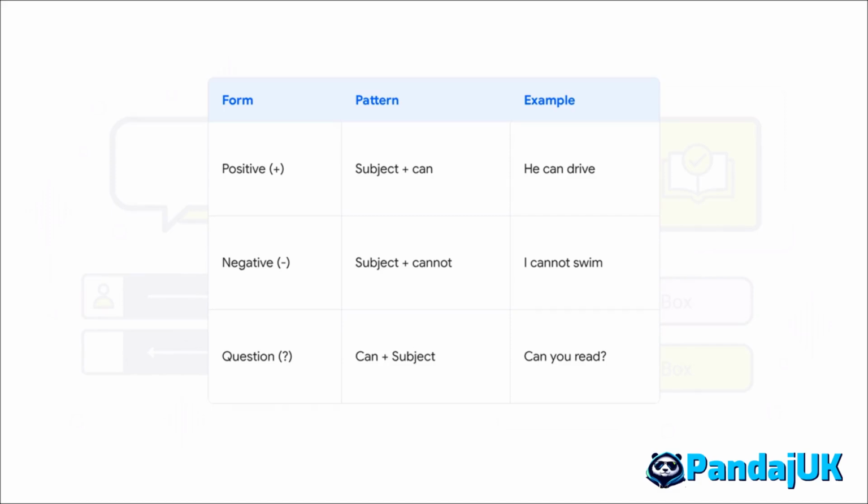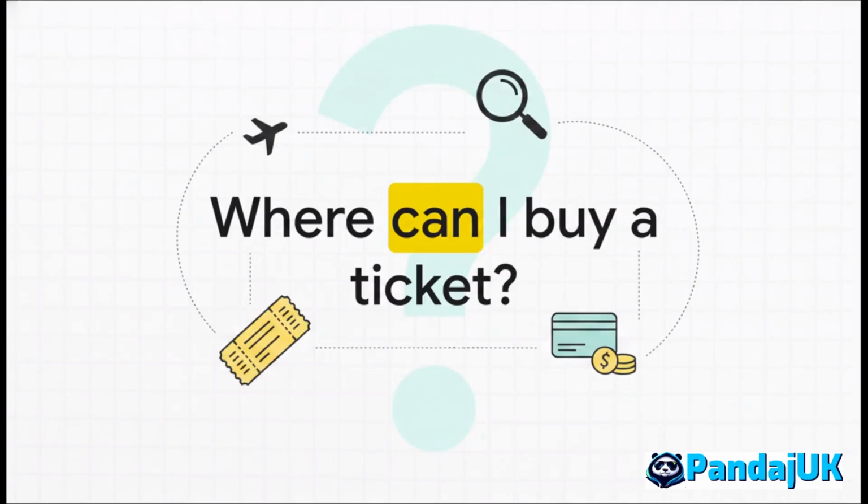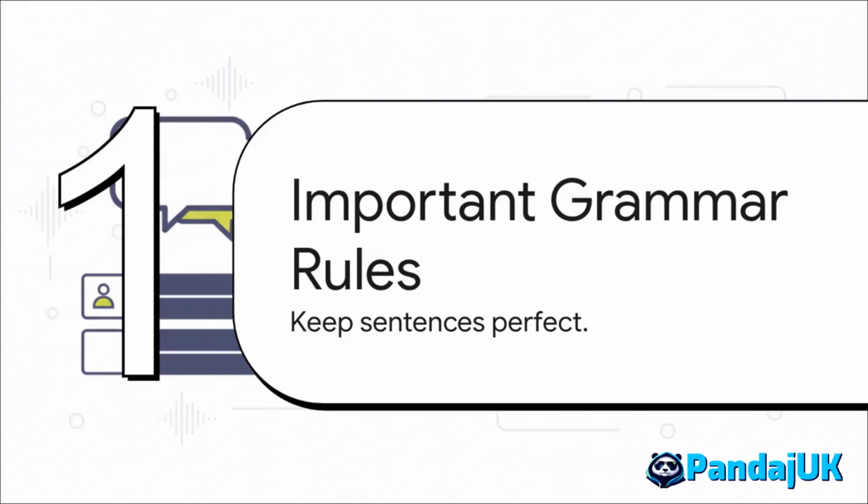Can you read this? You can also combine can with question words. Words like where, how, or what. This helps you get lots more information. Where can I buy a ticket? Section 5, 3 important grammar rules. How to keep your sentences perfect. Let's focus on some simple safety rules to avoid those common beginner mistakes.